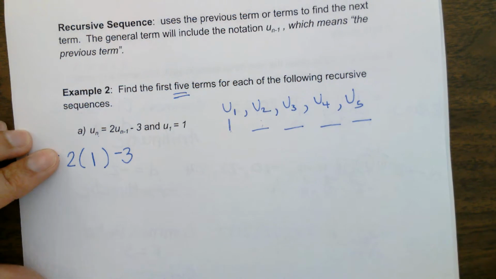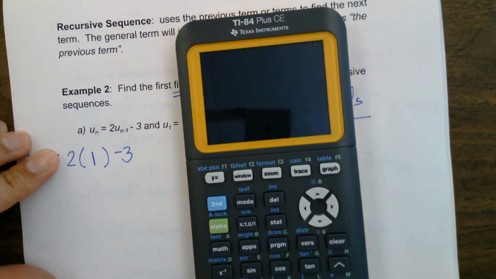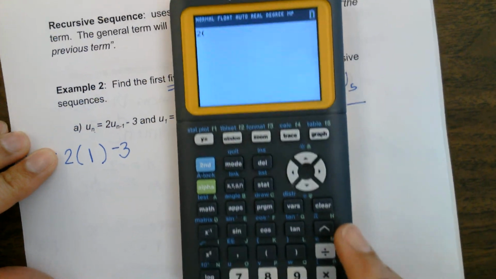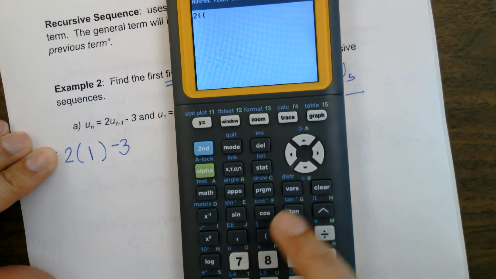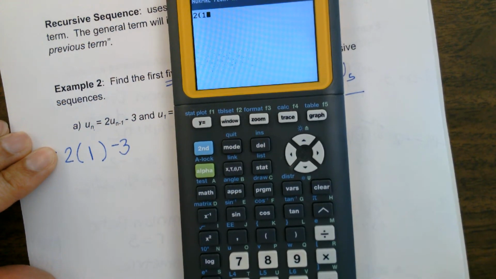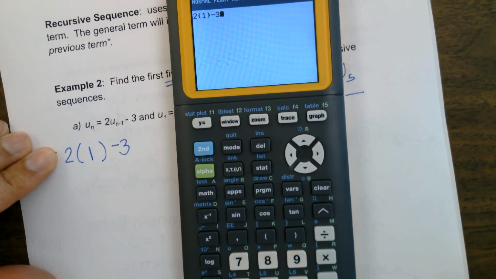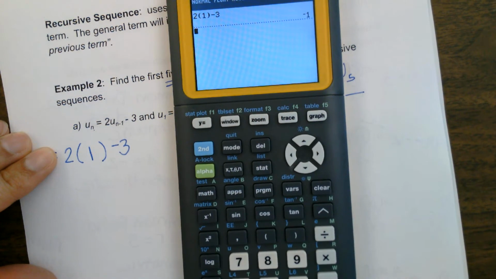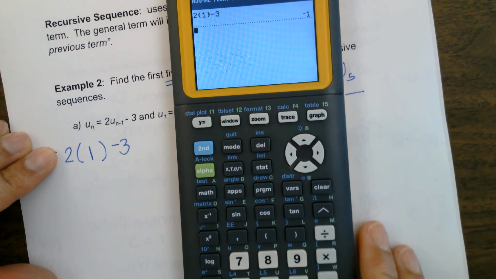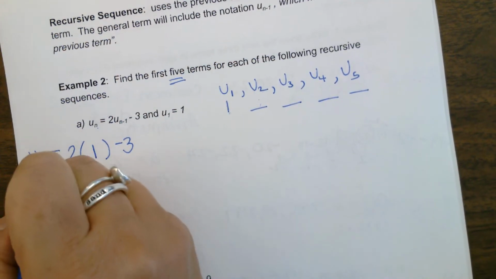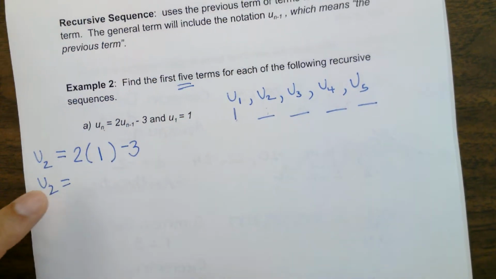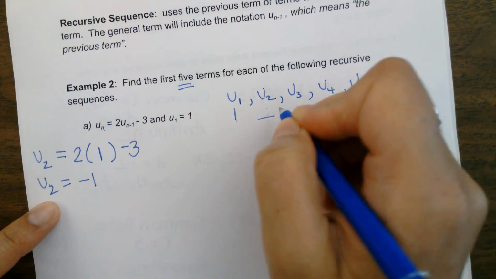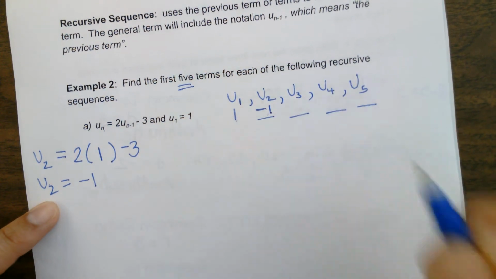Now, in your calculator, you can do it just like it states. 2, here's your parentheses right up here, above your 8 and your 9. Times 1 minus 3. If you use your parentheses, it will automatically multiply it for you. We get negative 1. So our second term is going to be negative 1.